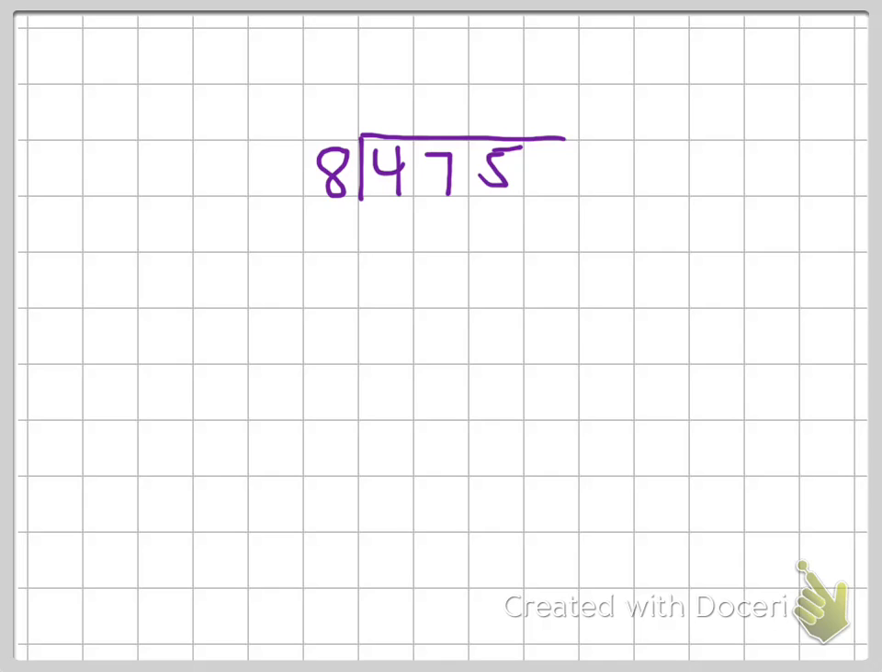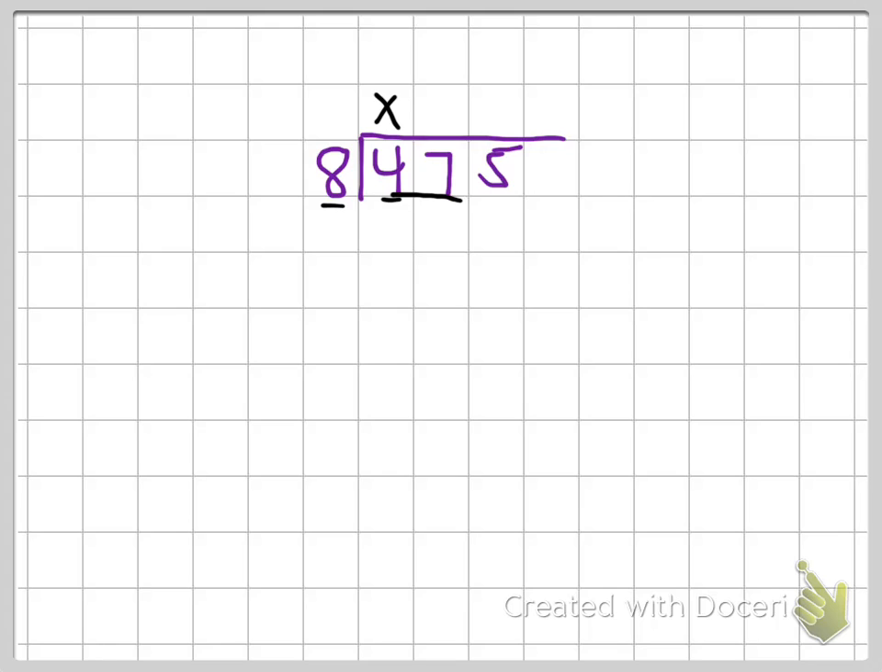So what we would do here is we would first look at our hundreds place. We have 4 hundreds, we have 8 groups. We do not have enough hundreds to put 1 in each group. That's why we hold that place with an X. So now we have to regroup. We turn those hundreds into tens. We have 40 tens now and 7 tens, which makes 47 tens.